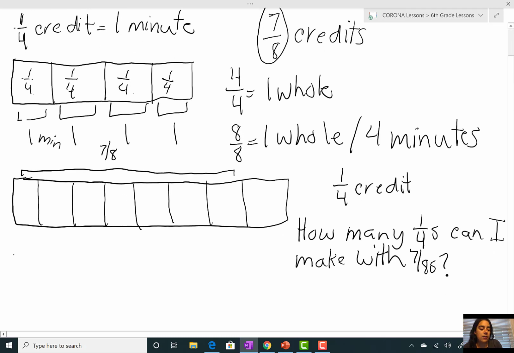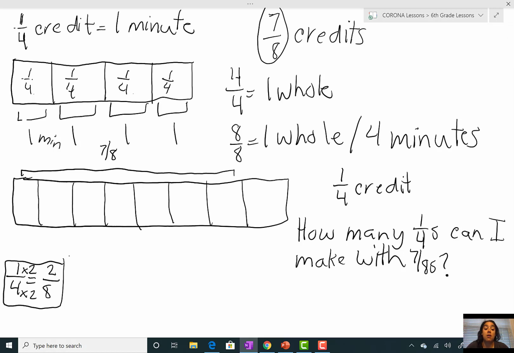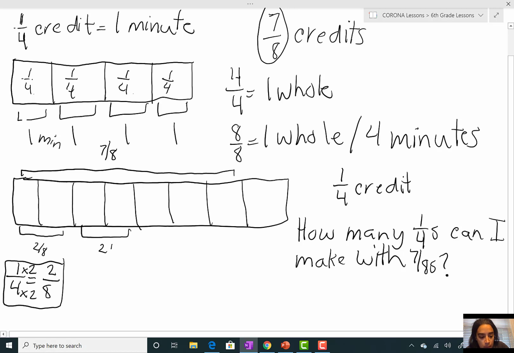So how are 1/4 and 7/8 related? Well, let's see. I know that 1/4 can easily equal 8ths. By setting it as an equivalent fraction and multiplying by 2, I know 1/4 is the same thing as 2/8. So if I count off by 2/8, that's the same thing as counting off by 1/4. So let's do it. Here's one group of 2/8, 1/4. Here's another group. Here's another group.